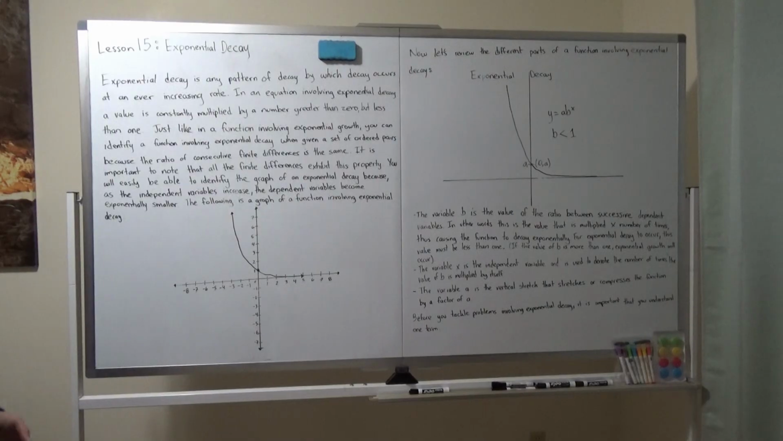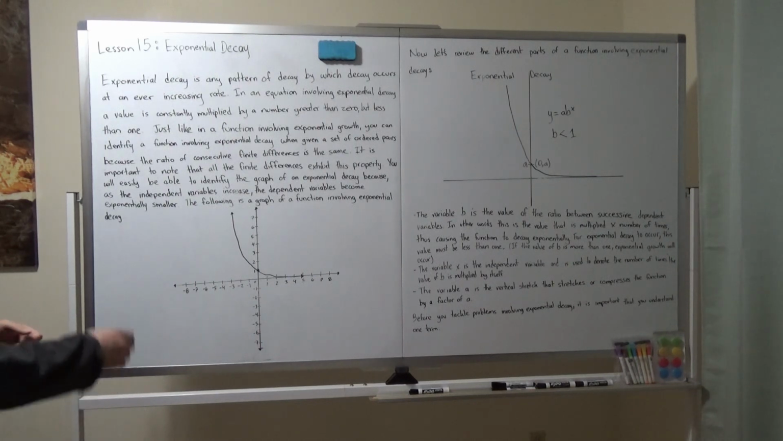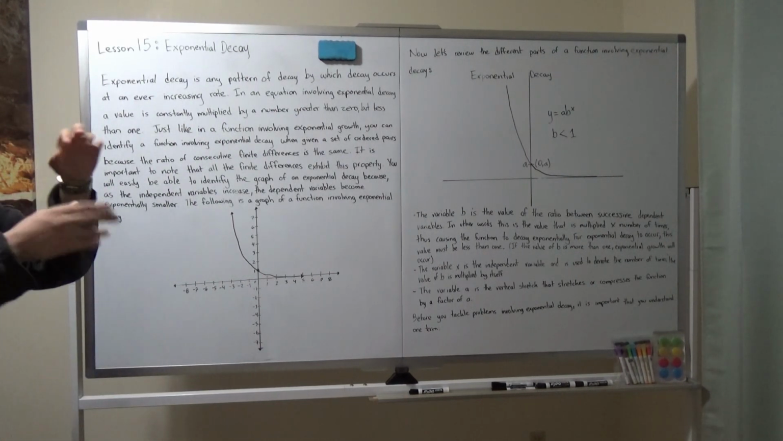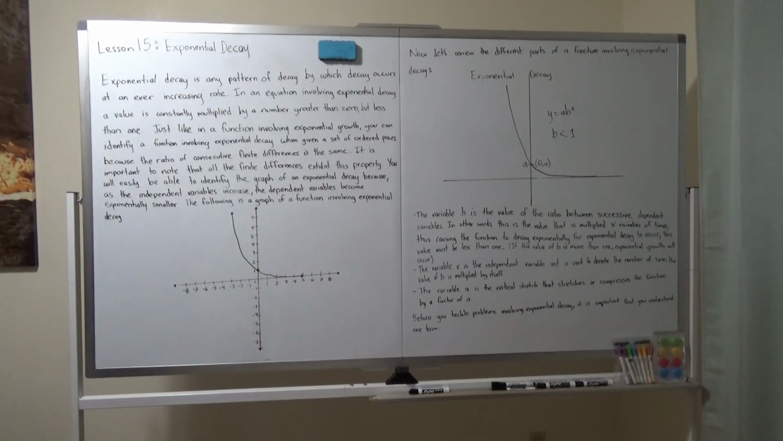when given a set of ordered pairs because the ratio of consecutive finite differences is the same. It is important to know that all finite differences exhibit this property. So all finite differences will exhibit this property, that consecutive finite differences will be the same.